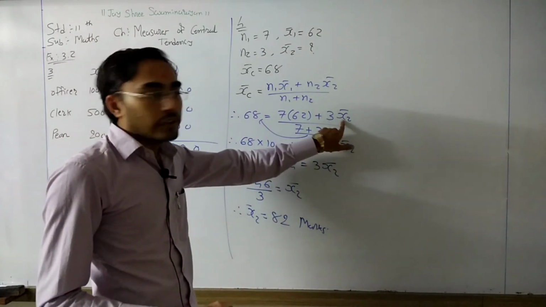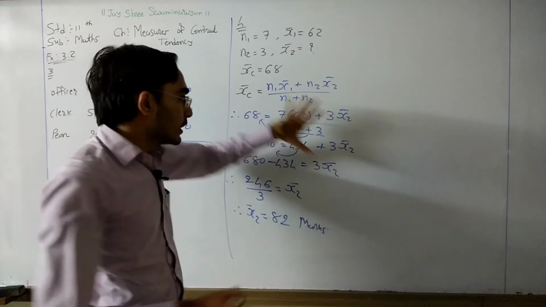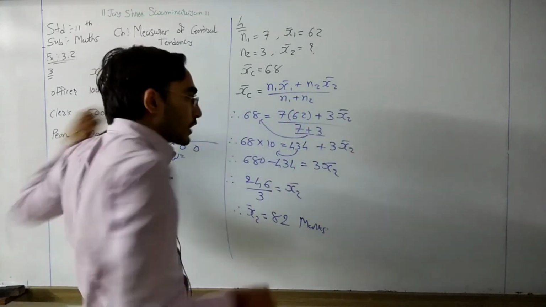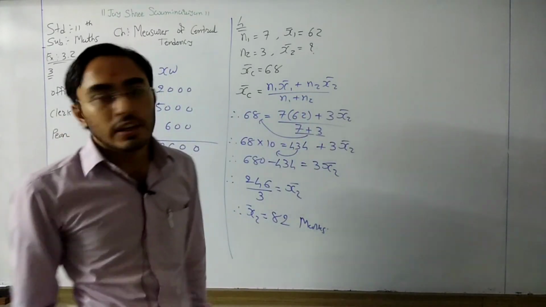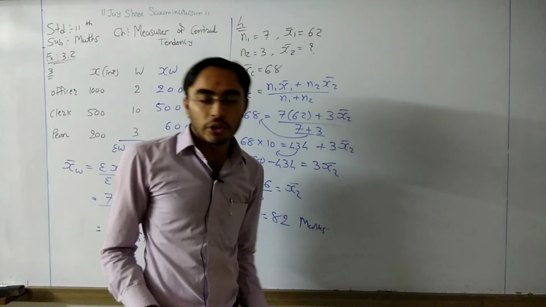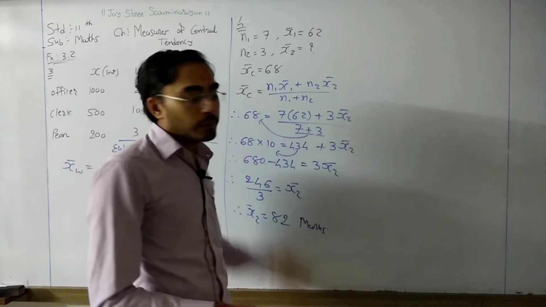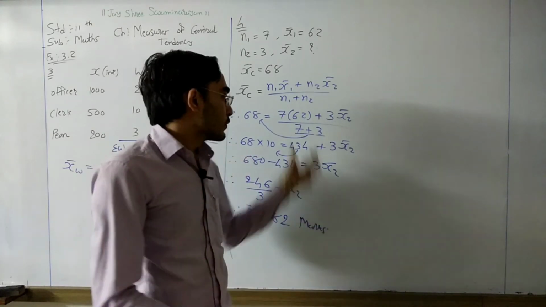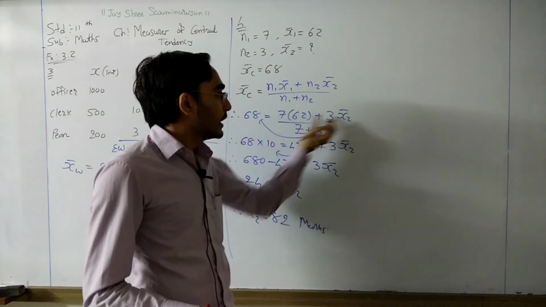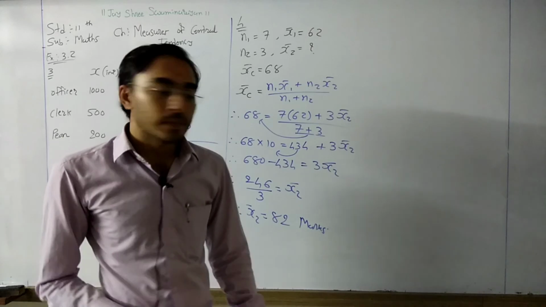If we want to find this x2 bar, then one by one all the numbers we need to transfer to the other side. Here x2 bar is the variable for us. If we want to find it, then all the other numbers we transfer to the left hand side one by one: first of all this, after this, and at last this 3.